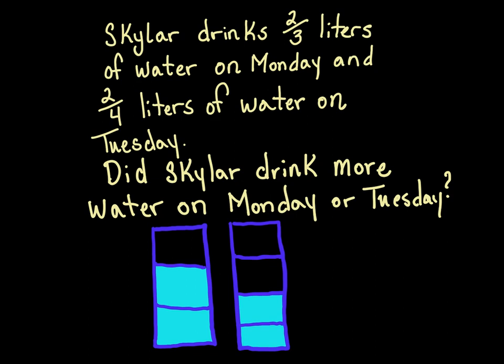Skylar drinks 2/3 liters of water on Monday and 2/4 liters of water on Tuesday. Did Skylar drink more water on Monday or Tuesday? So if you look, we could draw these little tape diagrams, area models, and show how they're broken apart. One is broken up into 2/3. The other one is broken up into 2/4. So you could see that 2/3, which she drank on Monday, is bigger than what she drank on Tuesday.